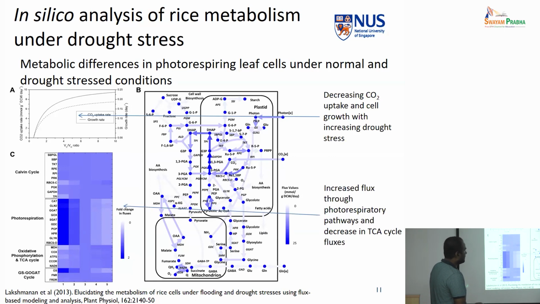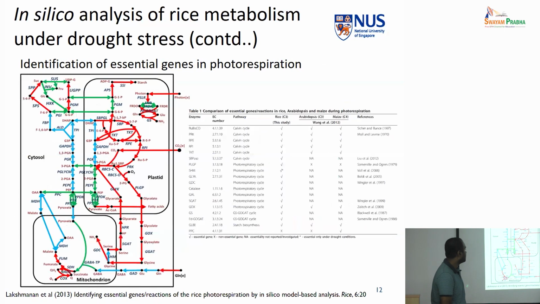And then this increased flux in the photorespiratory pathway actually reduces the flux in the TCA cycle. So this shows how the plant is not able to channel all its nutrients in unfavorable conditions, in drought stress.